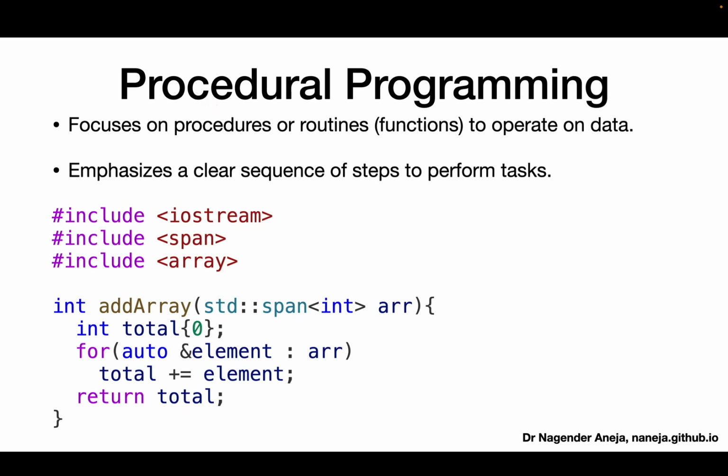In procedural programming, our emphasis is on how to write the code, how the thing works. So it's focused on procedural routines. We write functions, the procedures, to operate on the data. So we have a clear sequence of steps to perform on the data. For example, if we want to add an array, this function is add array. It accepts this span, which is the array, and then we write the initial total, and then we get element by element and add it to the total, and then we return the total, right? So we have written the complete instructions, a clear sequence of steps, for how the array is added, and that's what procedural programming is.